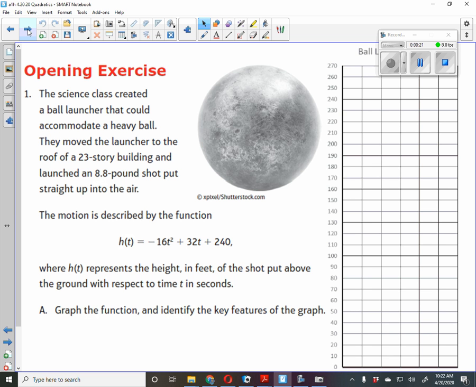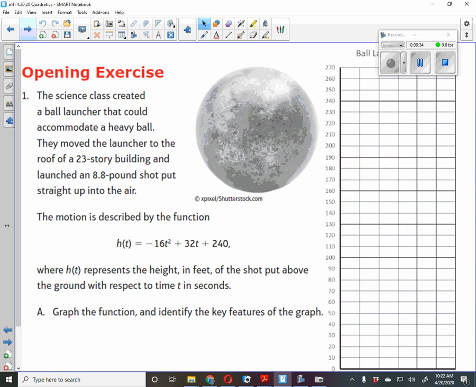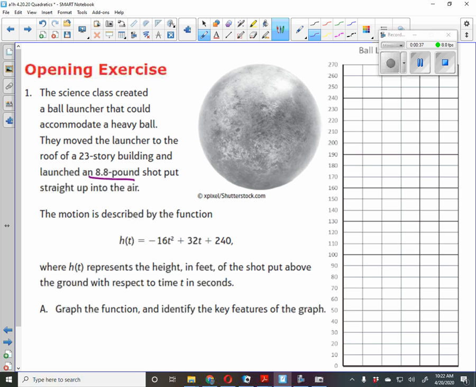The science class created a ball launcher that could accommodate a heavy ball. They moved the launcher to the roof of a 23-story building and launched an 8.8-pound shot put straight up in the air. The motion described by the function is here, where h represents the height in feet of the shot put above the ground with respect to time in seconds. Graph the function, identify key features of the graph.